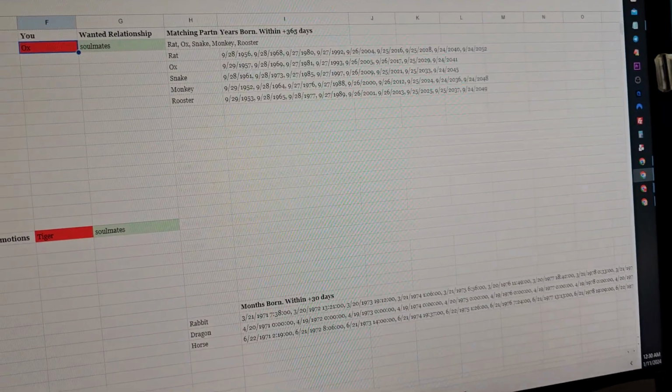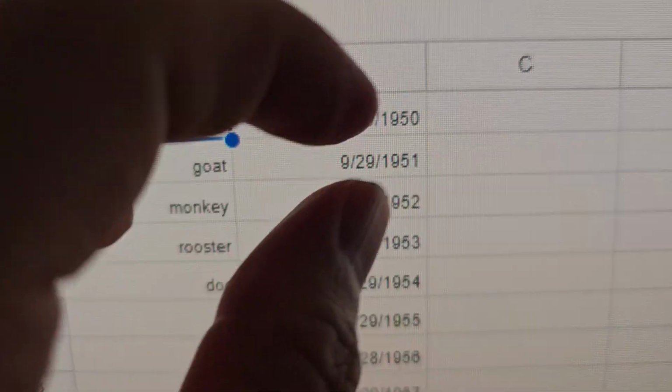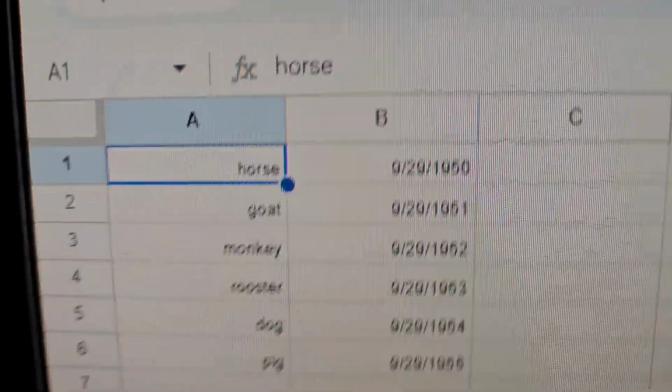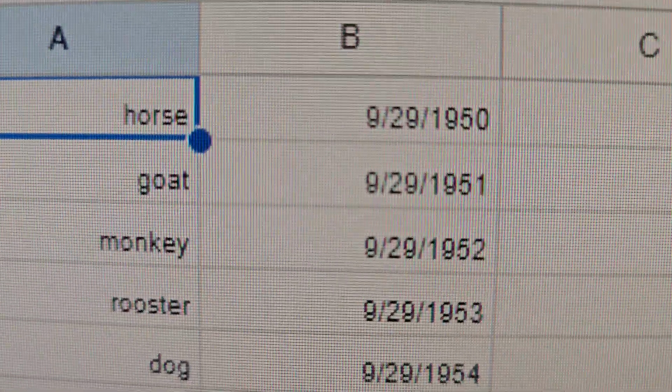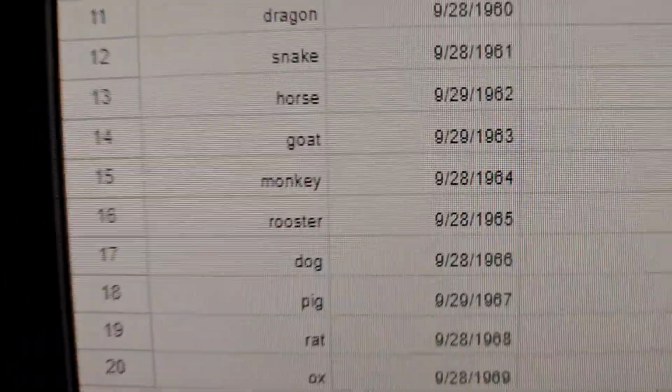Okay, so if you're going to go into these, let me show you what these tabs look like. If you go to years, here it is. Anyone born after September 29, 1951 is a goat. If you're born before September 29, 1951, then you fall into this category. So you're a horse.